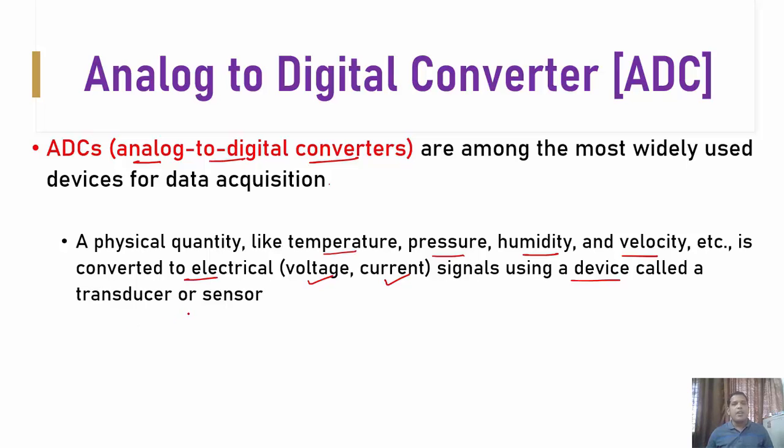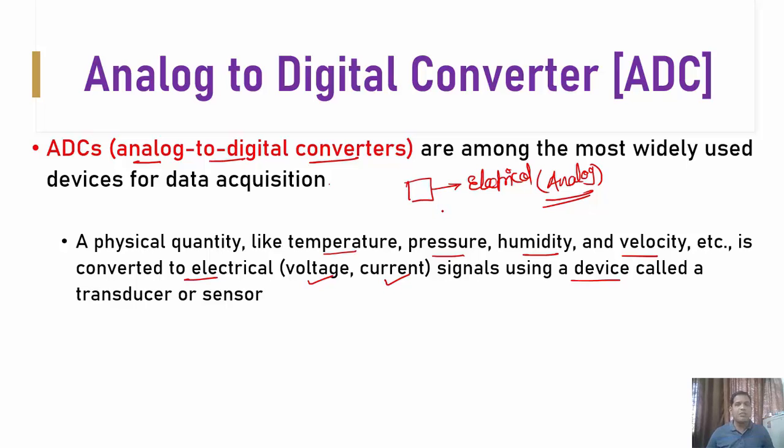For example, if you want to sense temperature, we use a temperature sensor. For pressure, a pressure sensor. For humidity, a humidity sensor. For velocity, a velocity sensor. What is it basically going to do? Simple. Whatever analog quantities are there are converted into their equivalent electrical signal. So this is the first task, and this equivalent electrical signal is no doubt present in analog format. The sensor converts one form of energy into another, as we know.